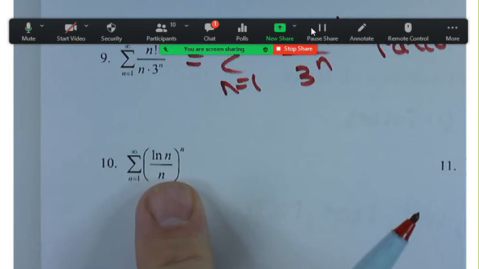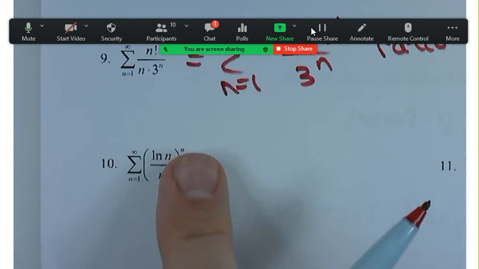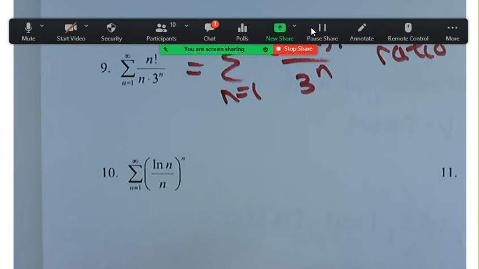ln of n over n to the nth power. Wow, a lot of n's on that one.